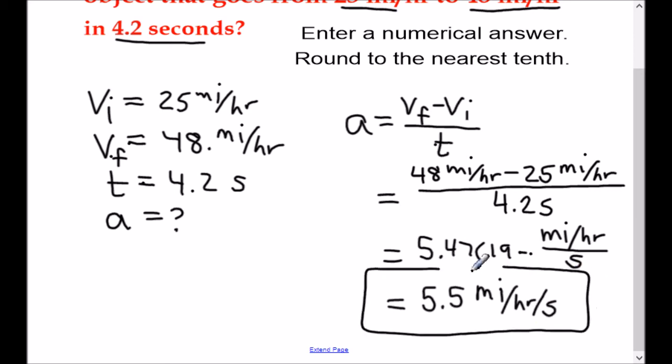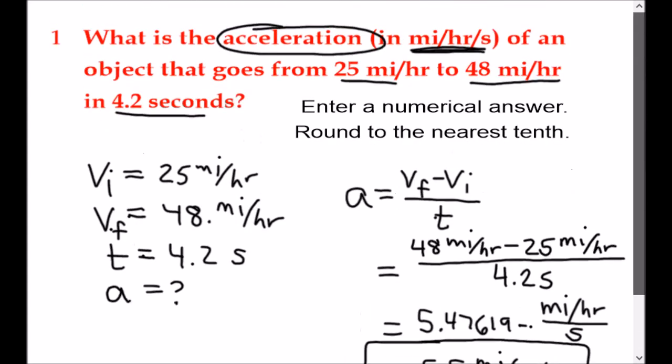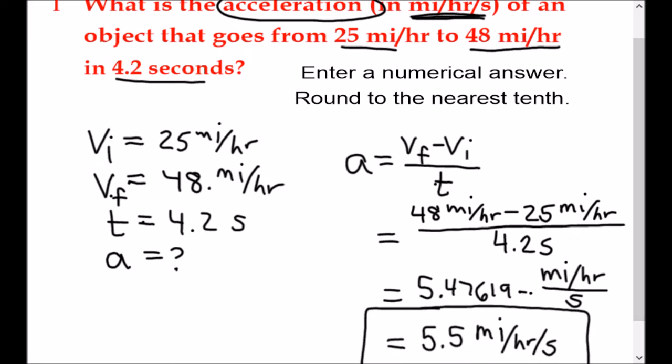Okay. What this answer means is that as every second goes by, the car goes 5.5 miles per hour faster, which is a pretty reasonable acceleration given these guidelines. This car is already moving and it goes up to a faster speed, and usually when that happens, you don't necessarily have as much acceleration as you would if the car was at rest.